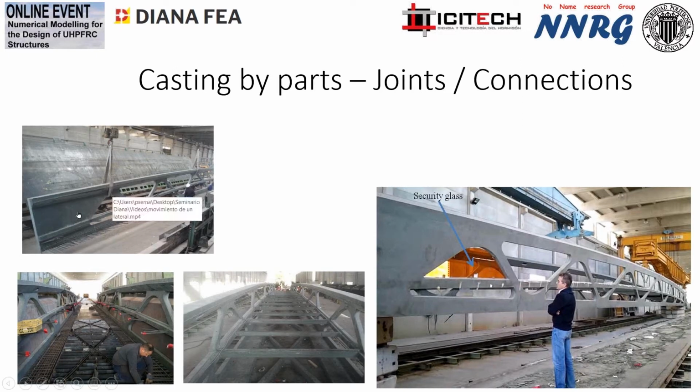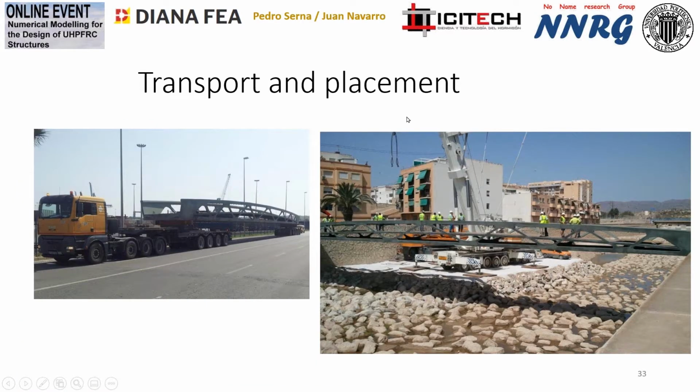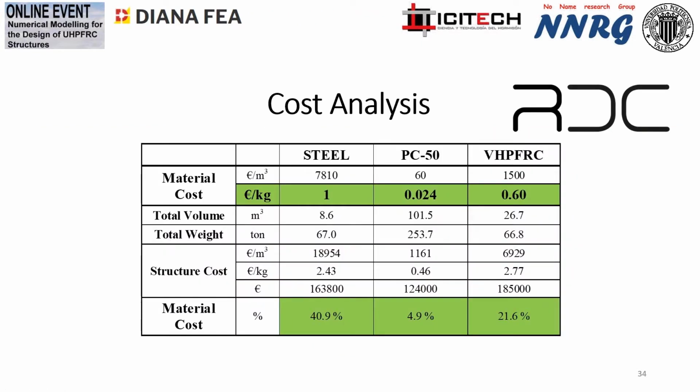Then the casting procedure was clear, by parts. To guarantee good pouring, we transfer all the elements. This is the lateral with connection bar with joints, and we transport the 45-meter bridge in a normal transport until the final position. Okay, this is one of the concepts.